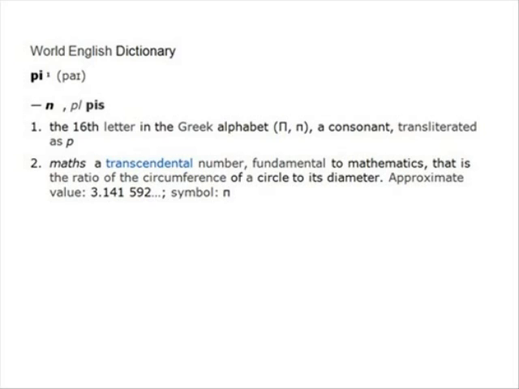Pi: the 16th letter in the Greek alphabet. A consonant transliterated as P. A transcendental number, fundamental to mathematics. That is the ratio of the circumference of a circle to its diameter. Approximate value 3.141. Symbol pi.